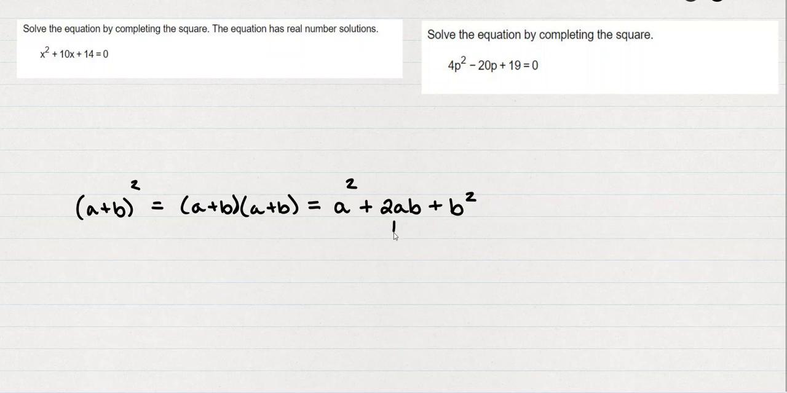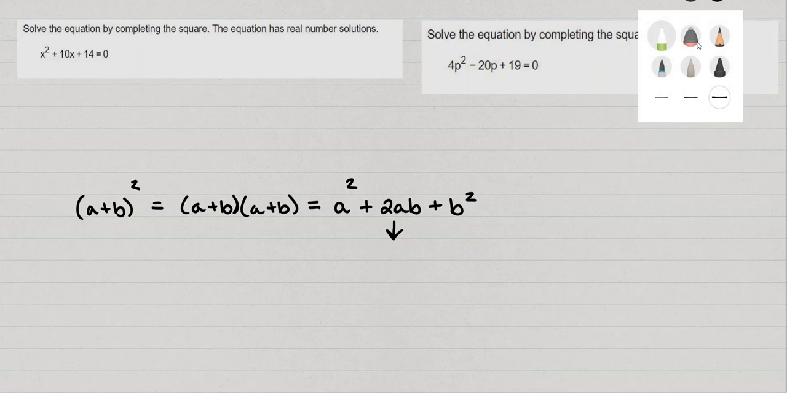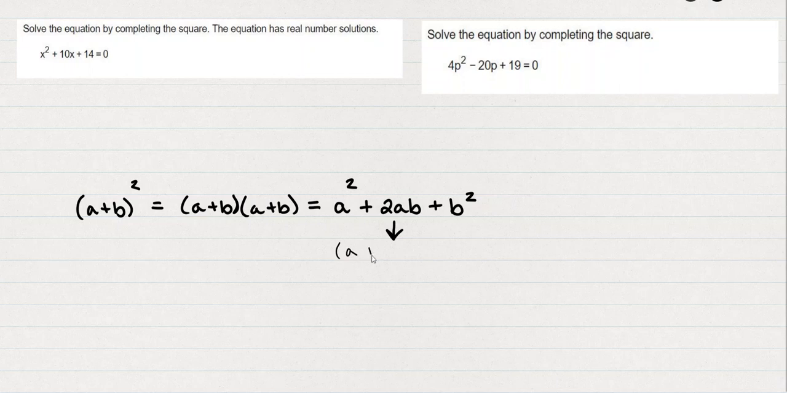Now, if we wanted to work backwards from a squared plus 2ab plus b squared and factor it, we could see that (a + b) times (a + b), and we could check it with FOILing, gives us our (a + b) squared. What we're going to call this is a perfect square. This (a + b) squared is a perfect square.